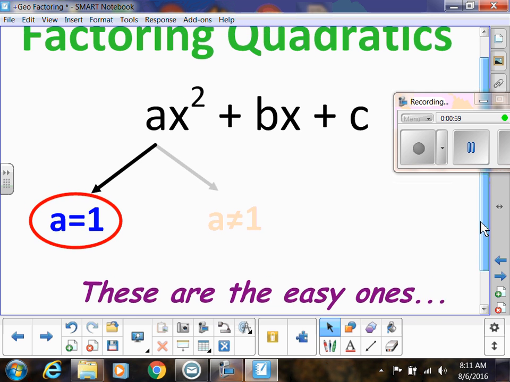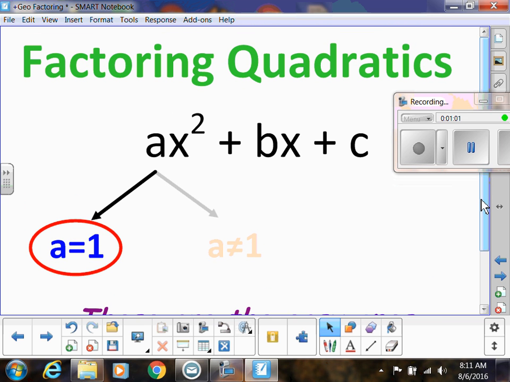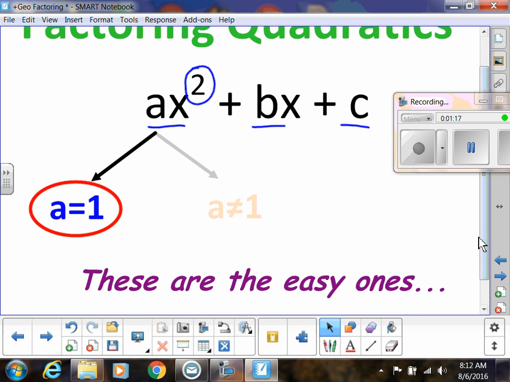Notice that this type of strategy works when I have a quadratic trinomial. Quadratic means the highest power is 2. Trinomial means I have 3 terms. Okay? So let's look at this.